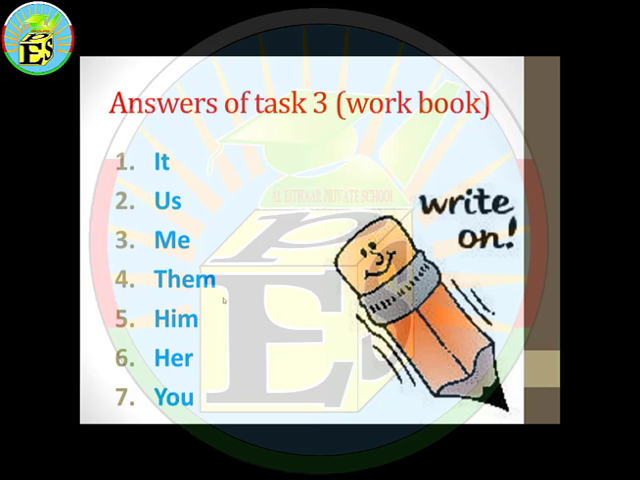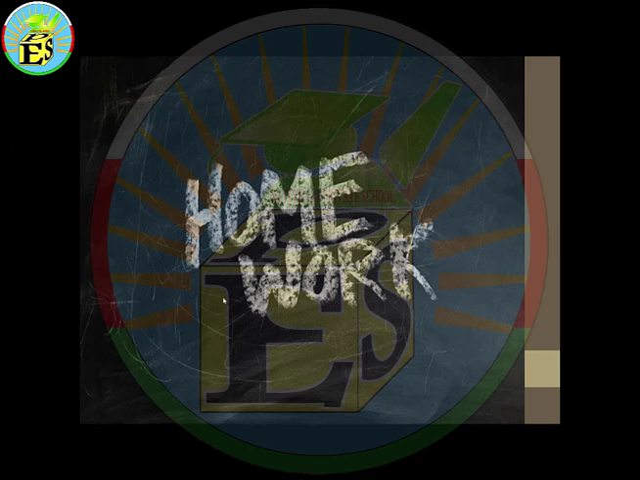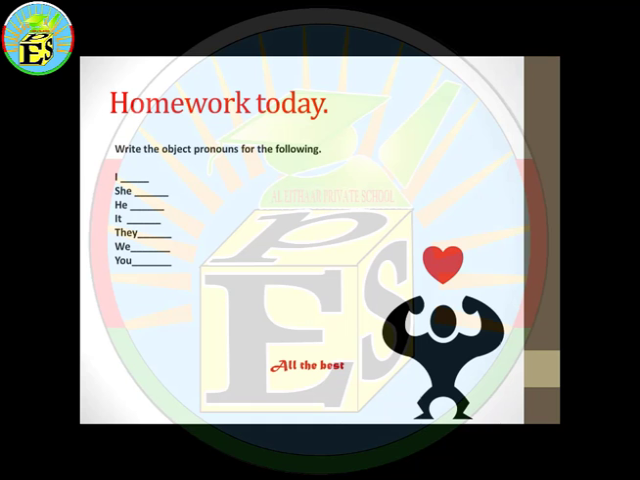Now let's move to your homework, which is going to be writing the object pronouns for the following. So here you have the subject pronouns: I, she, he, it, they, we, you, and we learned that the subject pronouns are two main types. We have singular subject pronouns and plural, and same for the object pronouns, and here you have them all. We have studied this in the rule at the beginning of this video. The only thing I want you to do is to put the object pronouns here next to their subject pronoun, and that's it.